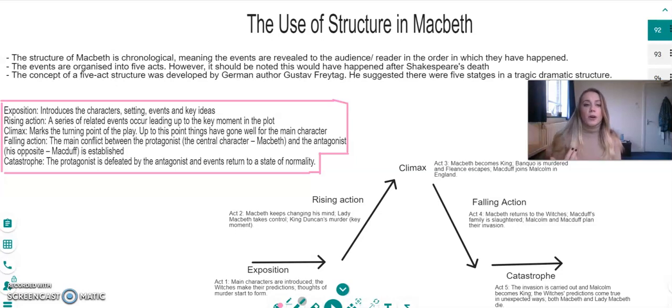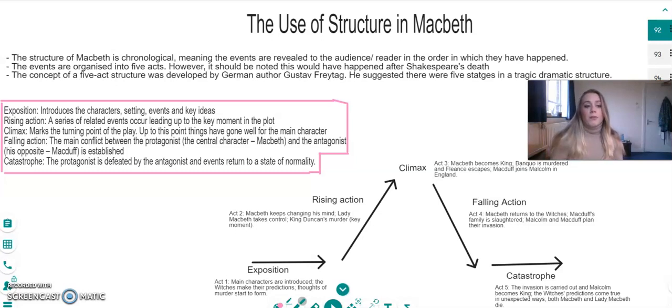And up to this point, things have gone well for our main character, in this case Macbeth. And it is at this point that things begin to go downhill for him and or her, depending on the play. And the tragedy really begins to unfold. Things start to go wrong from this point onwards, basically.